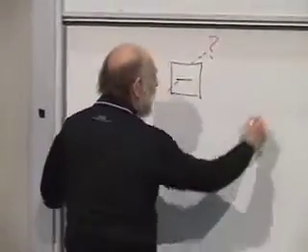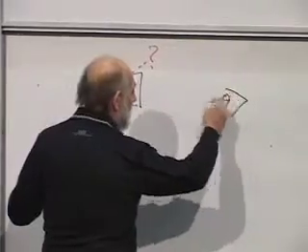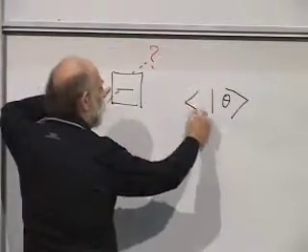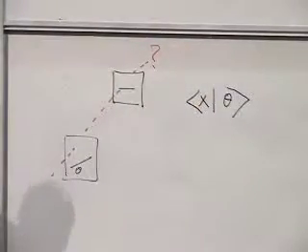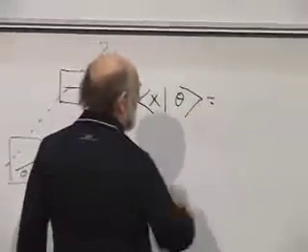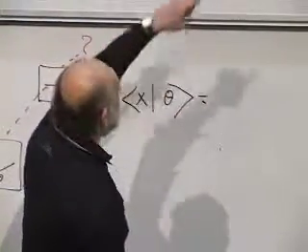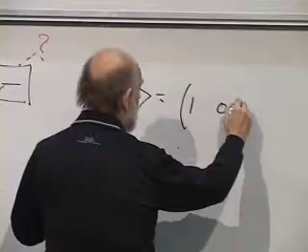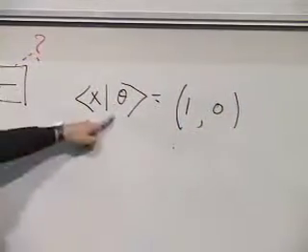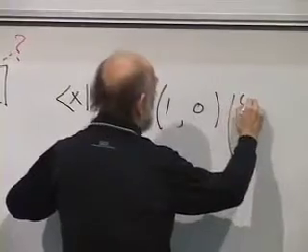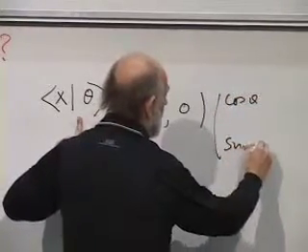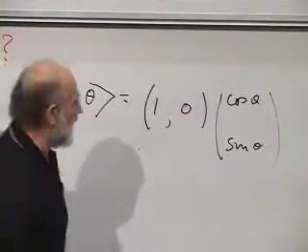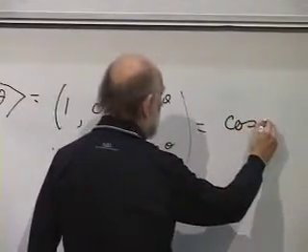All we have to do is take the inner product between theta, that's our starting vector here in the middle, and X. The square of this is the probability. Okay, so what is this? We can work it out using the column vectors and row vectors. The X is the row vector 1, 0. And theta is the column vector cosine theta, sine theta. And that inner product is 1 times cosine theta plus 0 times sine theta. That inner product is just cosine of theta.